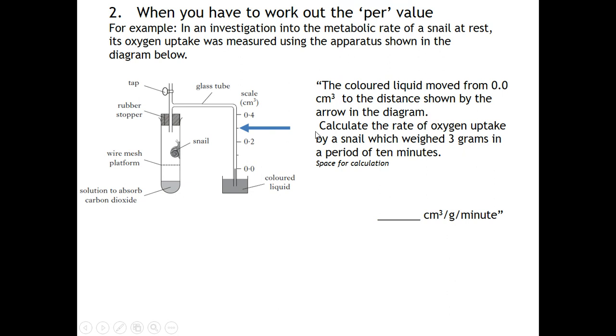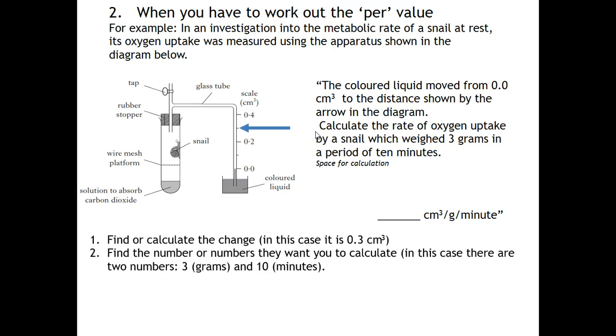And it says the coloured liquid moved from 0 centimetres to the distance shown by the arrow. So we've worked out already that's 0.3 centimetres cubed. It's increased by that. Calculate the rate of oxygen uptake by a snail which weighed 3 grams in 10 minutes. Okay. So the first thing is to calculate the change, which we've already done. We've already mentioned it's 0.3. Find the numbers they want you to calculate. Okay, so this snail weighed 3 grams and it was left for 10 minutes. And if it was left for that time, that's when it travelled 0.3.